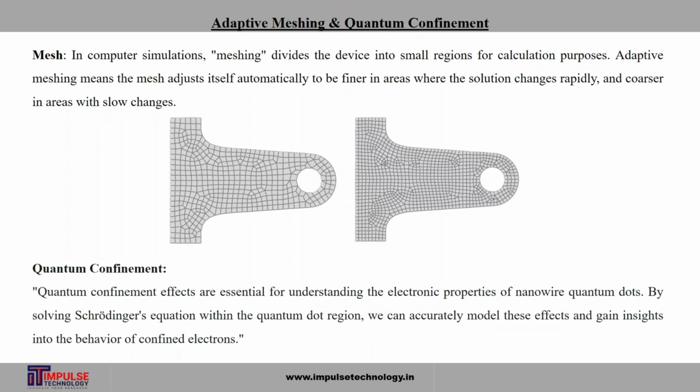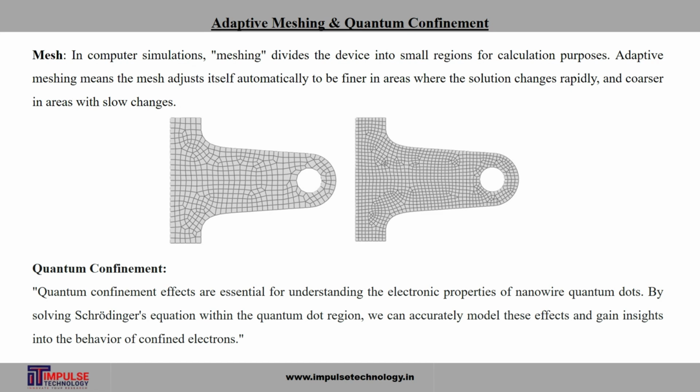In simulation, meshing means dividing the device into smaller regions for calculation or computational purposes. Adaptive meshing means the mesh adjusts itself automatically to be finer in areas where the solution changes rapidly and coarser in areas with slow changes. If we look at the diagram, the left image is a normal mesh, and the right image is a coarse mesh with a smaller region.